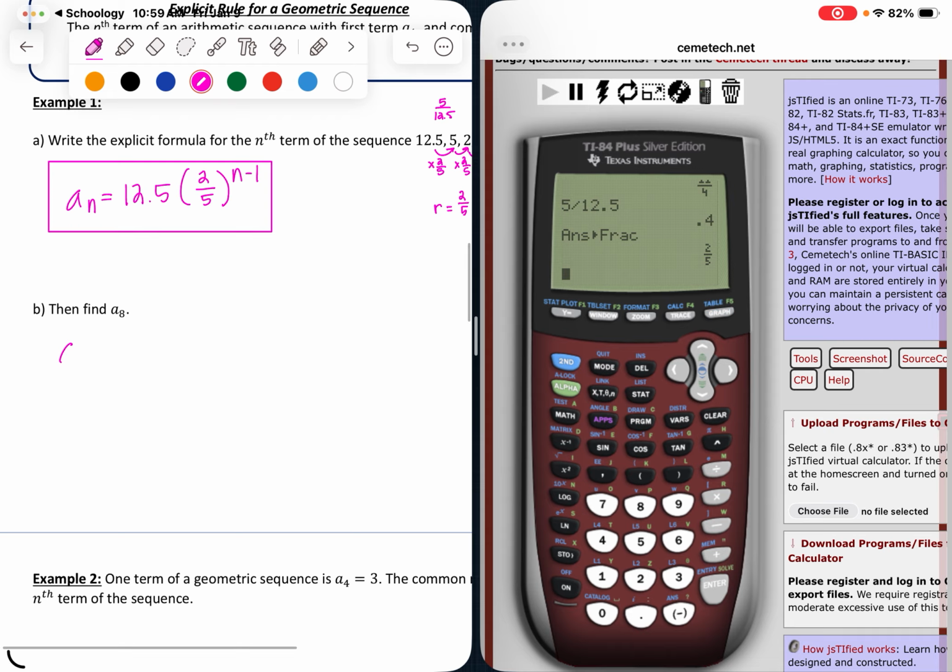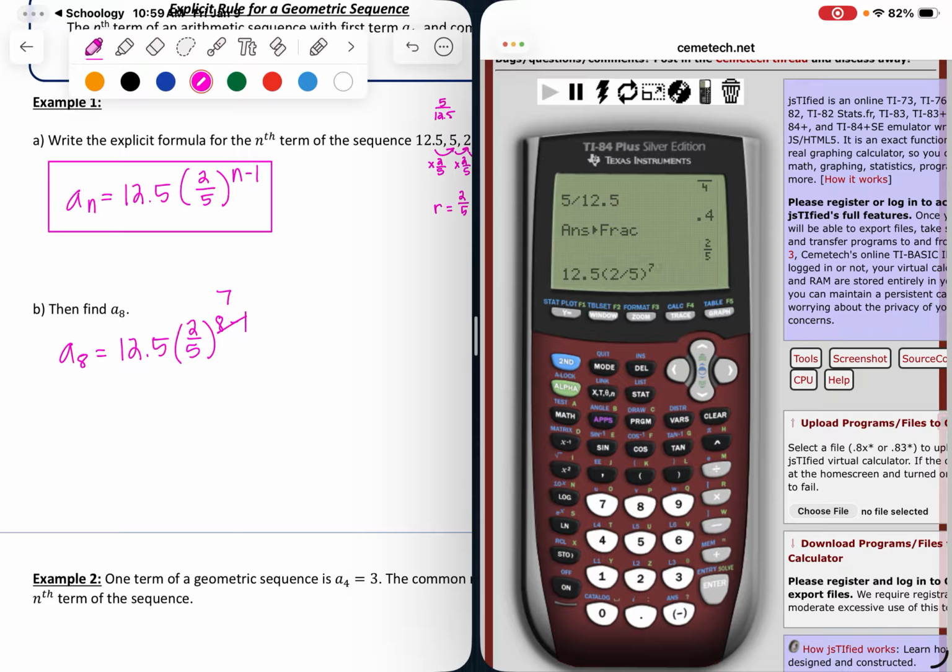Next is find the eighth term, so we need a sub 8. So we have 12.5 times 2/5 to the 8 minus 1 power, which is the 7th power. We're just going to use our calculator to get that answer. We're going to do 12.5 parentheses 2 divided by 5, or 0.4, to the 7th power. Enter.